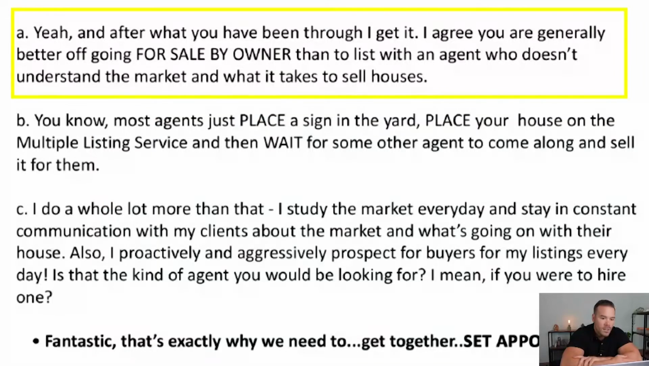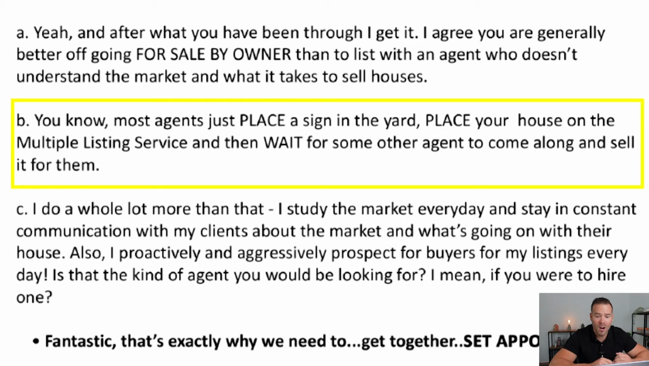So, going on to section 2 of the script. Okay, so tell me, what is the benefit for you doing that? They'll say whatever. Yeah, and after what you've been through, I get it. I understand why you want to list yourself. And I agree, you'll generally be better off going for sale by owner than to list with an agent who doesn't understand the market and what it takes to sell houses. Most agents just place a sign in the yard, place your house on the MLS, and wait for some other agent to come along and sell it for them.